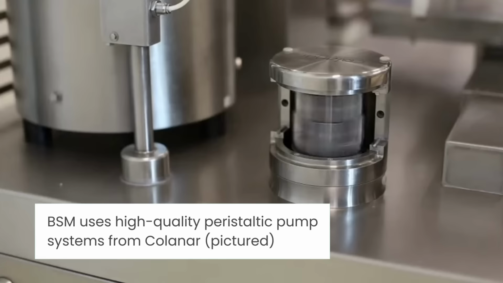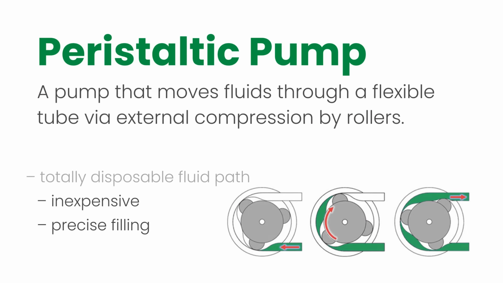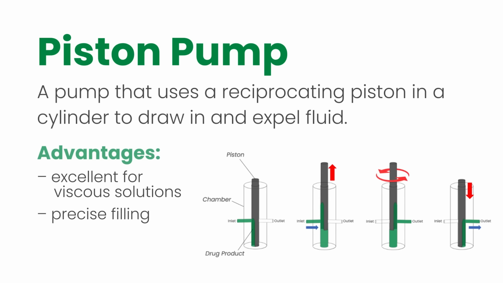If for some reason a peristaltic pump isn't appropriate, shear sensitive product or a very viscous product, there are a number of reasons, a piston pump may be more appropriate. One major difference is that piston pumps are direct product contact. And so the way the piston pump typically works is there's a chamber and a piston. Product will fill into the chamber and the piston will go down and push it out as a dispense.